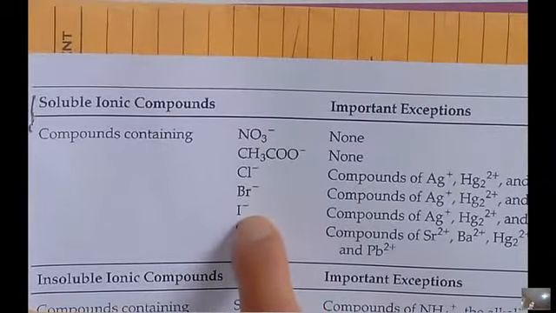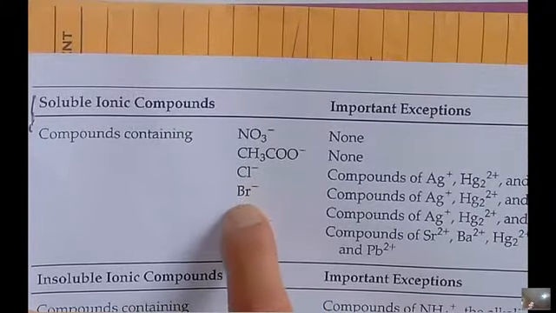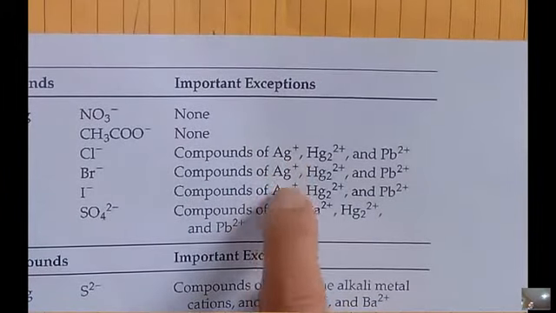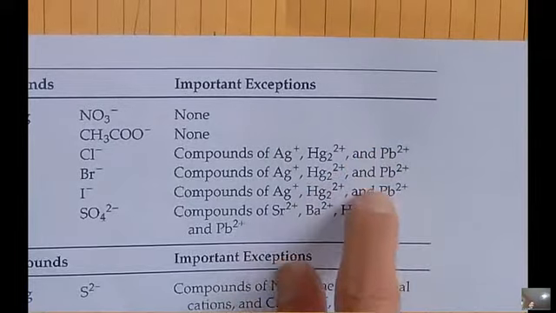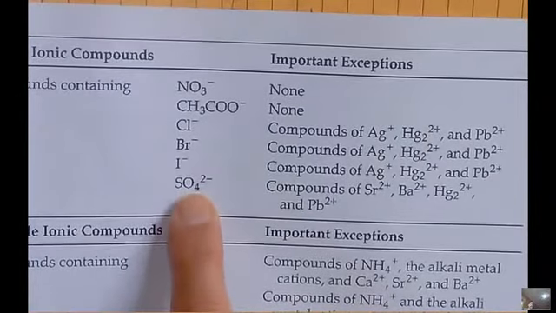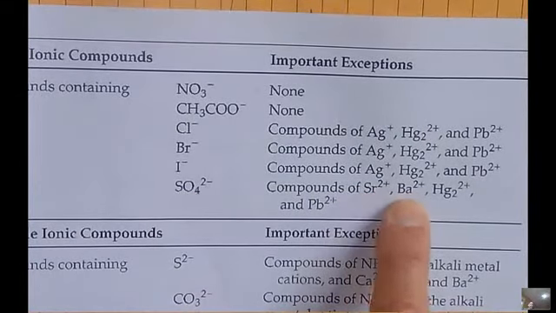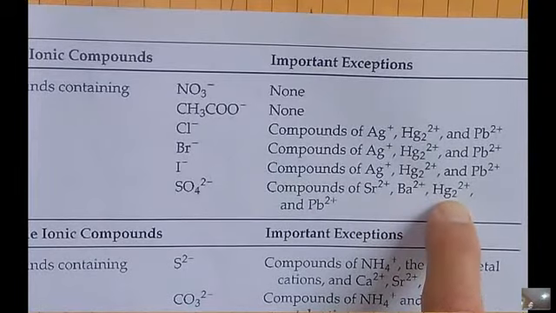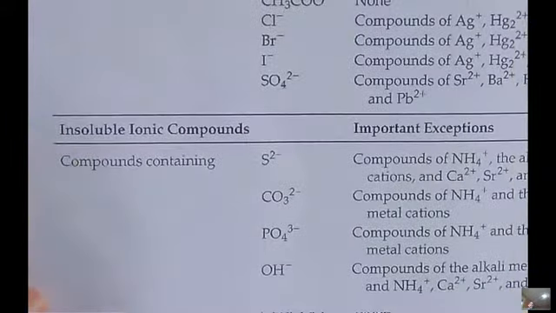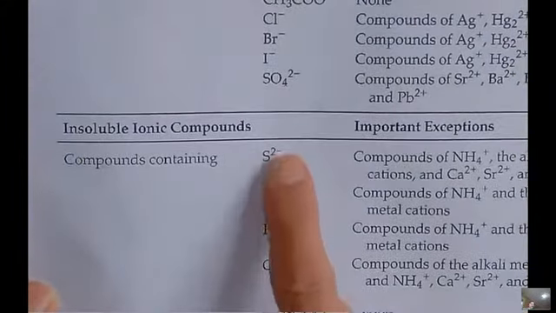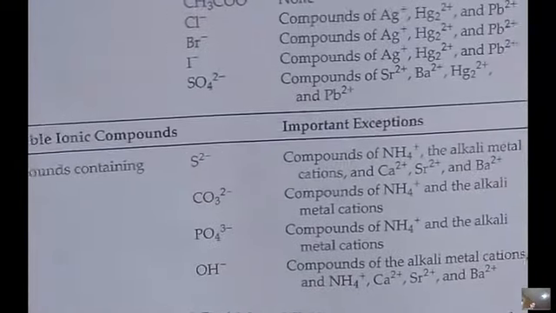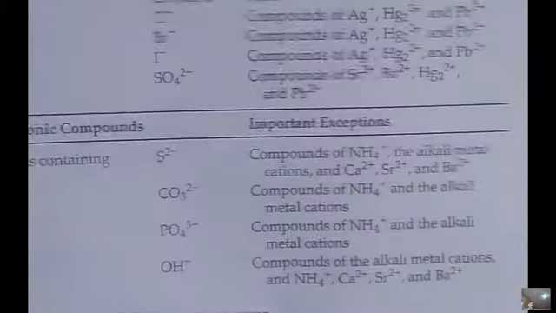So the three halogens pretty much have the same exceptions: chloride, bromide, and iodide. They are soluble with all compounds except silver, mercury 2, and lead 2. And then the last one that has exceptions, sulfate, is generally soluble, except when you find sulfate with strontium 2+, barium 2+, or again, mercury 1. So mercury 1 is not very soluble. Okay? And then down at the bottom, we have the anions that are generally insoluble, that form precipitates with everything except with these exceptions. So these things would form at the bottom.